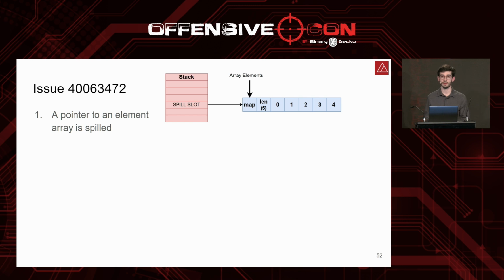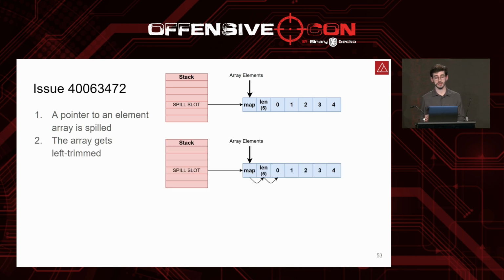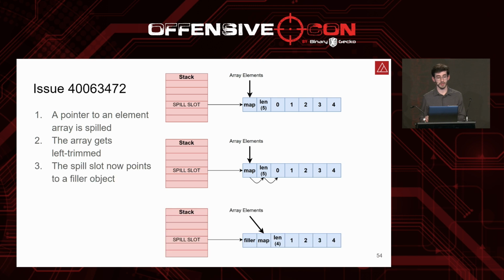So now we can understand the root cause of the issue. What happens is that a pointer to an element array gets spilled on the stack. Then the array is left trimmed. And so now the spill slot points to a filler object instead of pointing to the array. Now, their conclusion was that this is not a problem as long as the array is no longer used after that point. But what can happen is that the GC might visit the stack frame and the spill slot and end up marking the filler object.